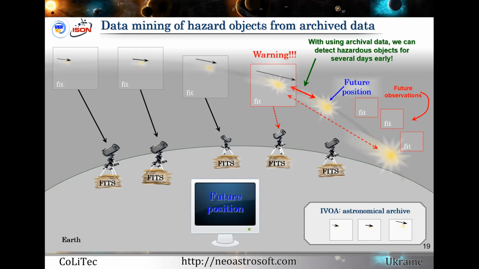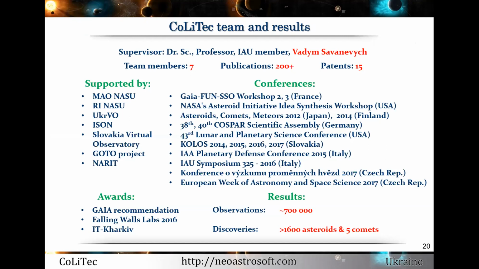The CoLytic project is developed by enthusiasts. CoLytic has assisted in making over 1,600 discoveries of asteroids, including 5 near-Earth objects, 21 Trojan asteroids of Jupiter, and 1 Centaur. CoLytic has been used in about 700,000 observations, during which 5 comets were discovered.